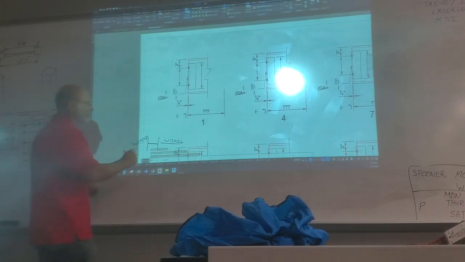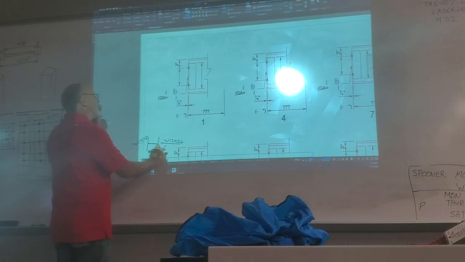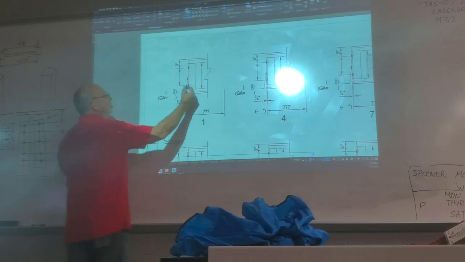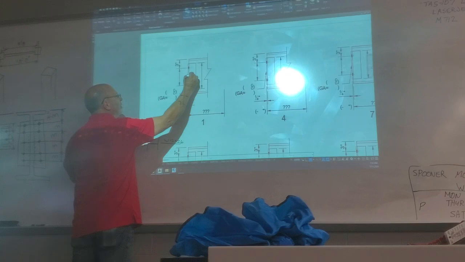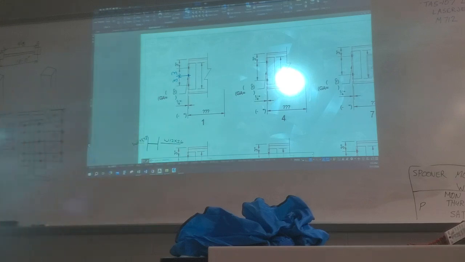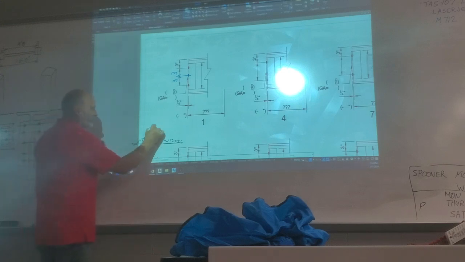So on yours, you will say, well, W12, you look on that page, it has 3 rows. There's 1 row, there's 2 rows, there's 3 rows. There's your measurements for it. The next thing is we're attaching to the flange. So we know that on this one, the dimension would go to there.